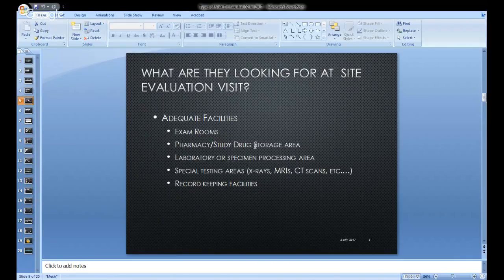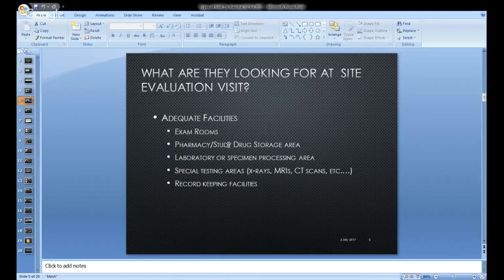Pharmacy or study drug storage area. The drug is something that is to be evaluated, something that is under research, which is a real important molecule, and maintaining that in the right place, right time, in the right form, in the right manner, is something really important. So ensure that the drug is stored in the right area, at the right temperature, under the right observation, with the lock and key, even if it is in the refrigerated manner.